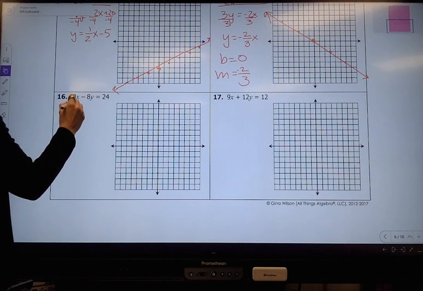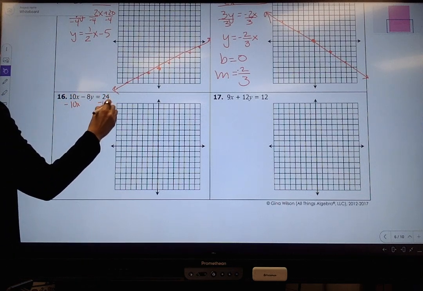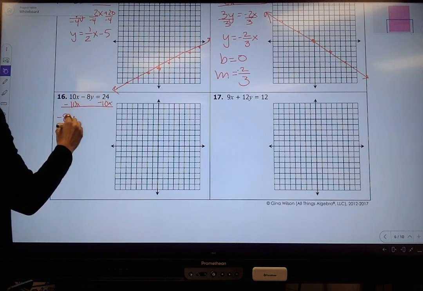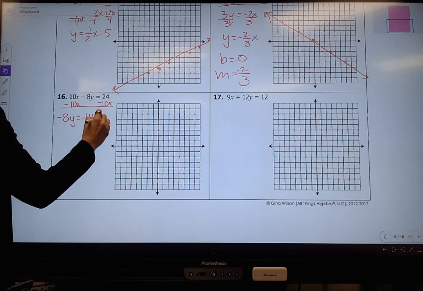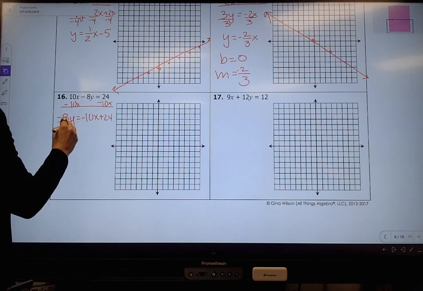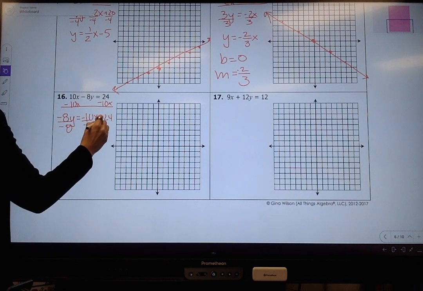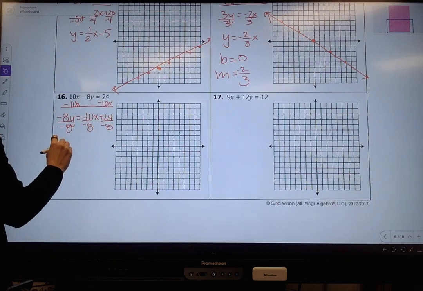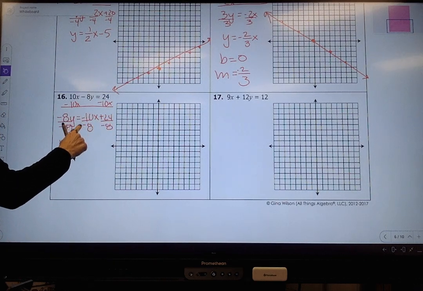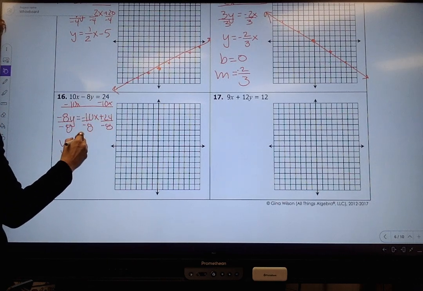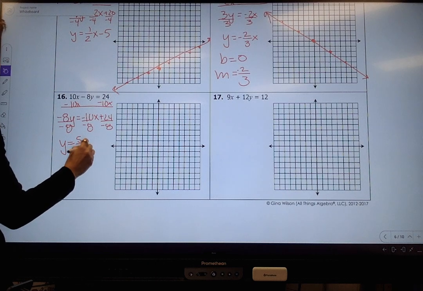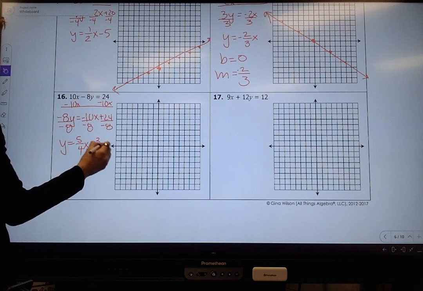I'm going to subtract 10x on both sides. Negative 8y equals negative 10x plus 24. Divide everything by negative 8. Do not forget to reduce my fraction. So y equals, 2 negatives make a positive, 5 over 4x minus 3.